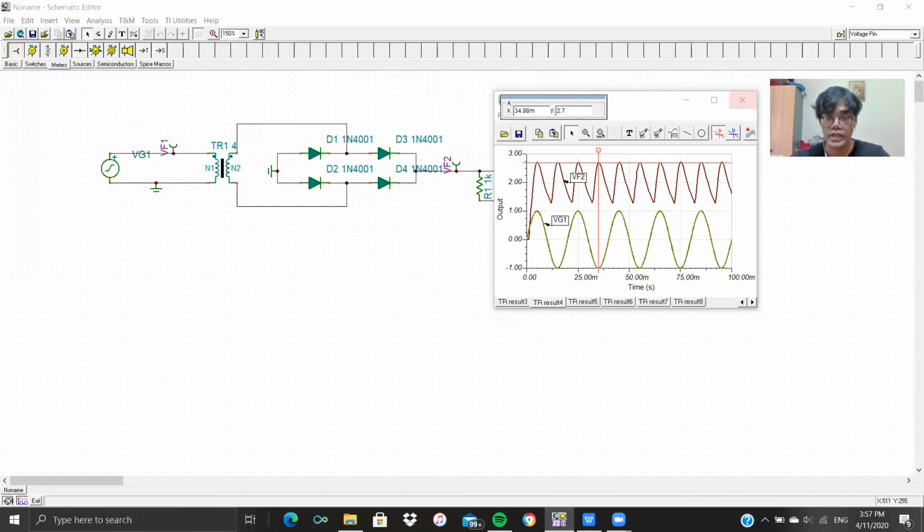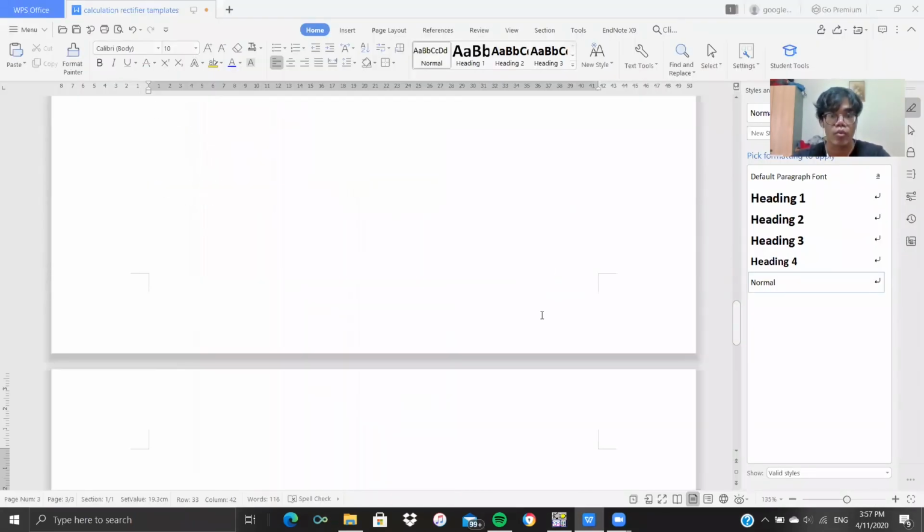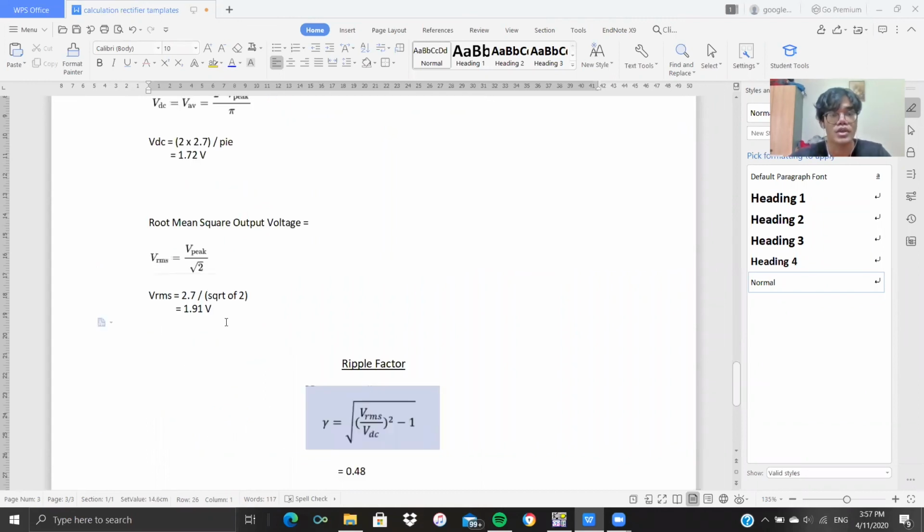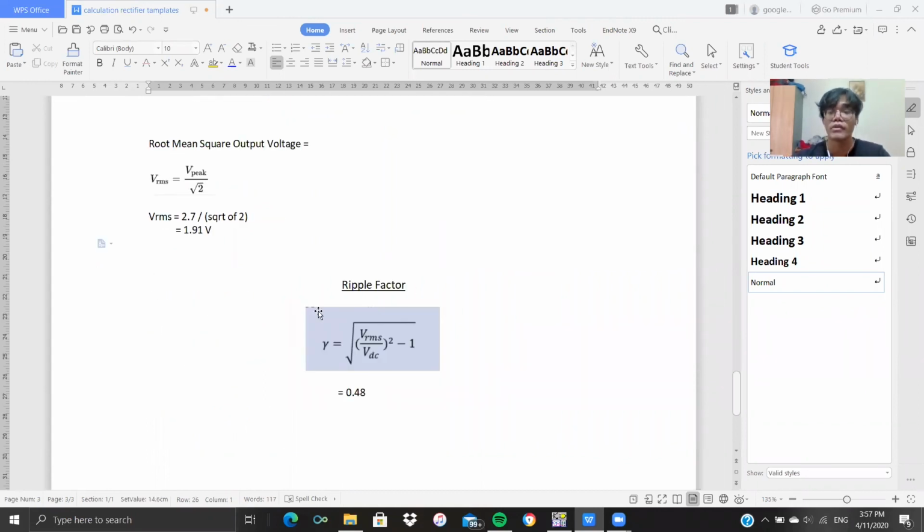Okay, by taking this, we put into the calculation of 1.4. So for my average output voltage, I should get 1.72 volt. And for my VRMS, I should get 1.91 volt. Meanwhile, for my ripple factor, by using this calculation and this formula, using the value of VRMS and also the output voltage, I should get 0.48.